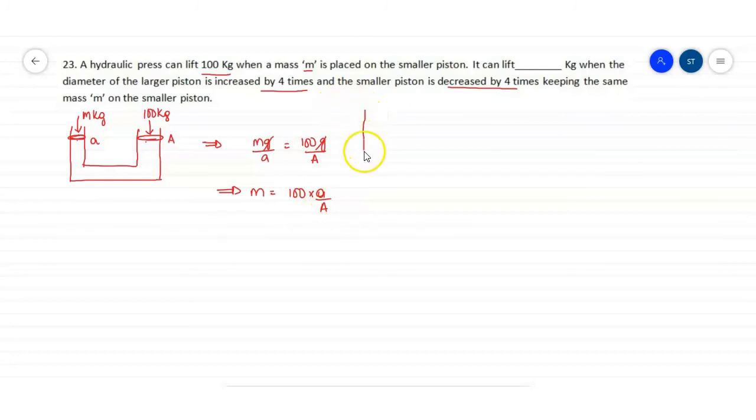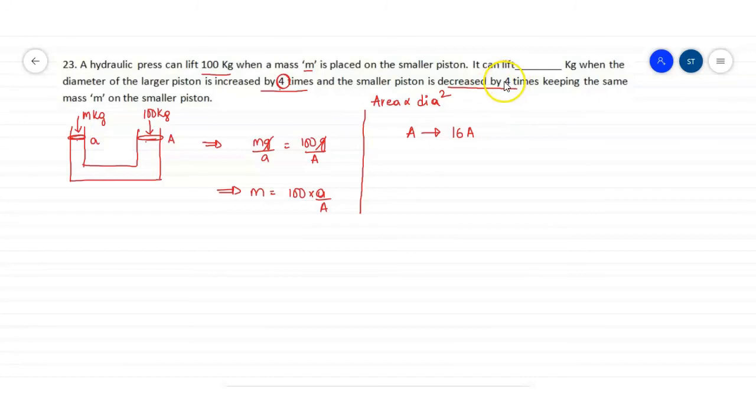Now in the second case, what is happening here? In the second case, the diameter of the larger piston is increased by 4 times. Area is directly proportional to diameter square, pi d square by 4. If the diameter becomes 4 times, then the area will become 16 times. Now I can say that the area of the large piston will change from A to 16A.